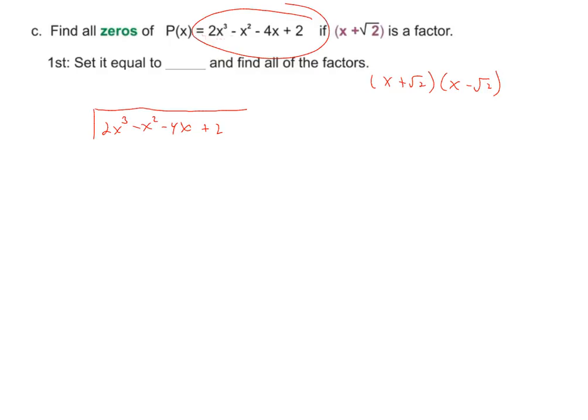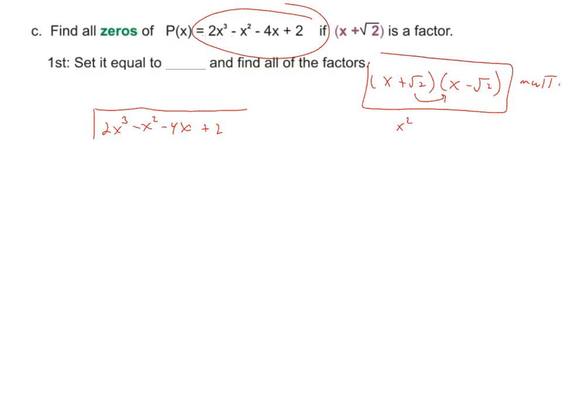So what I want to do is multiply this out. And it's a difference of 2 squares, so it multiplies very easily. Front times front is x squared. Front times back is a negative square root of 2 times x. And then the positive square root of 2 times x is positive. So that's 0, right? Difference of 2 squares, they always add out.